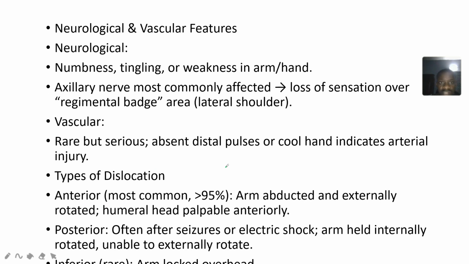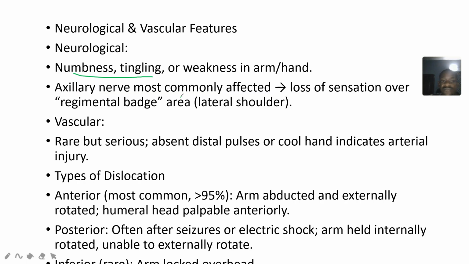For the neurological and vascular features, neurological refers to the nerves, which could be injured. Vascular refers to the blood vessels, which could be injured too. When the nerves are injured, there's numbness, tingling, and weakness, because nerves carry sensation and help you move your muscles. So you could actually lose those abilities.